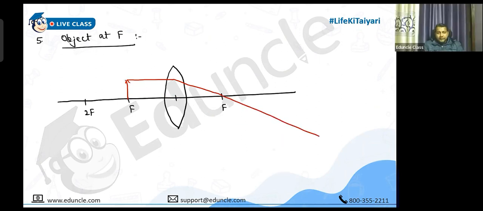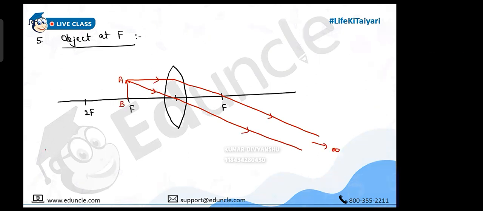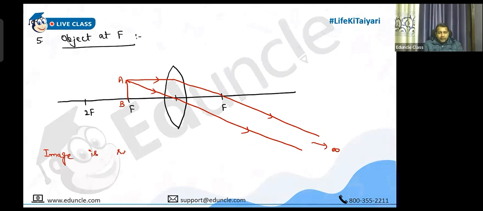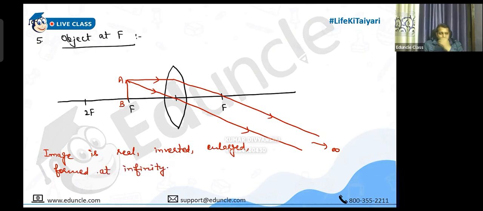Rays are parallel. So obviously they will meet at infinity. So image is real, inverted, enlarged, formed at infinity. Okay. Clear?